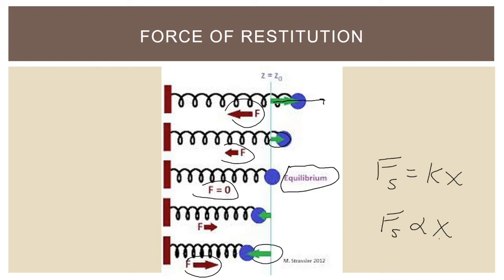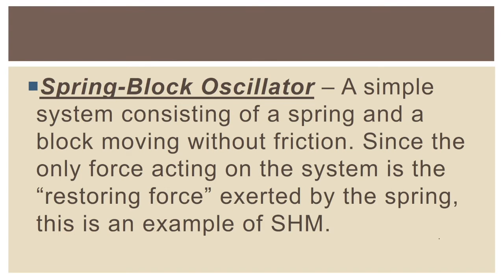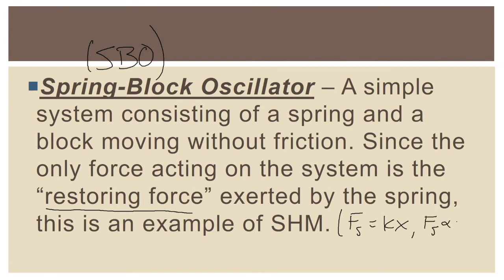Now, this kind of oscillator experiencing simple harmonic motion is the kind of oscillator that was alluded to in today's aim. It is called a spring block oscillator, or SBO for short. You will see me in writing refer to this as an SBO. A spring block oscillator is a simple system consisting of a spring and a block moving without friction. Since the only force acting on the system is the restoring force exerted by the spring, this is an example of simple harmonic motion, particularly, of course, because that spring force exerted by the spring is directly proportional to the displacement from the equilibrium position. Take a second to pause this video here and write that down. And when you hit play, we'll move on.